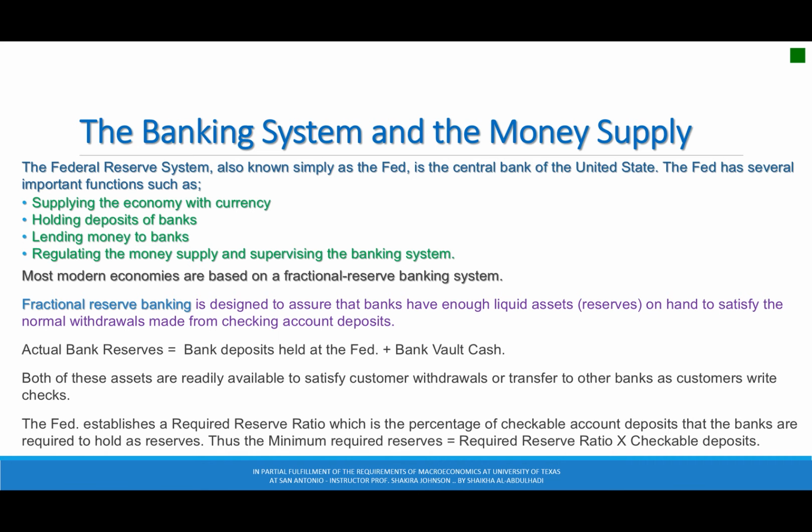The Fed established a required reserve ratio, which is the percentage of checkable account deposits that the banks are required to hold as reserve. Thus, the minimum required reserve equals the required reserve ratio multiplied by checkable deposits.